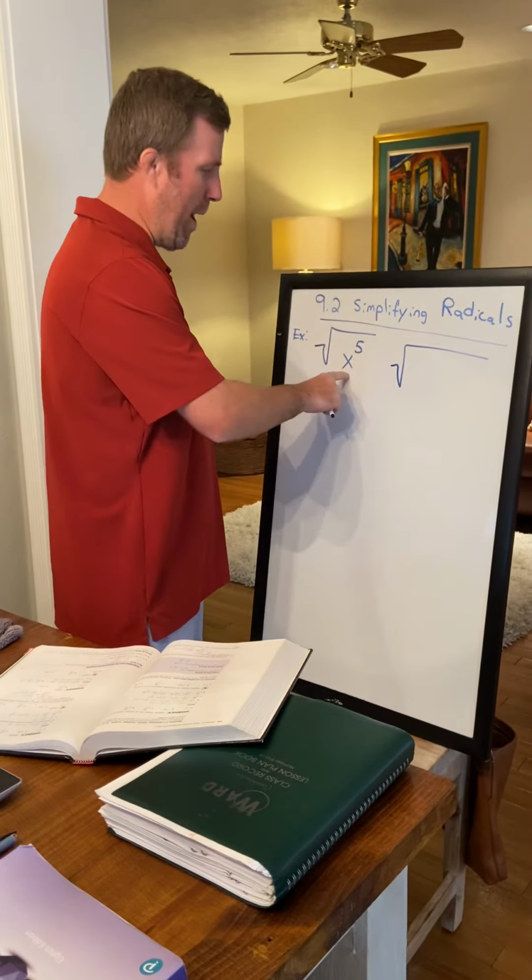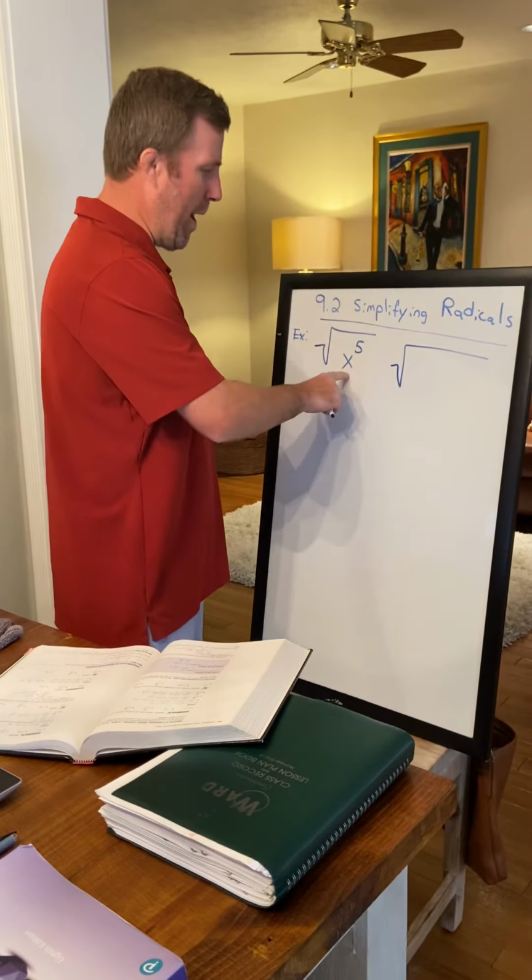But guess what? Now that this one has an even exponent, it's a perfect square. I can take the square root of x to the 4th, which is x squared. So I bring that one out front. Unfortunately, this x has to stay underneath the square root. My final answer: x squared times the square root of x.